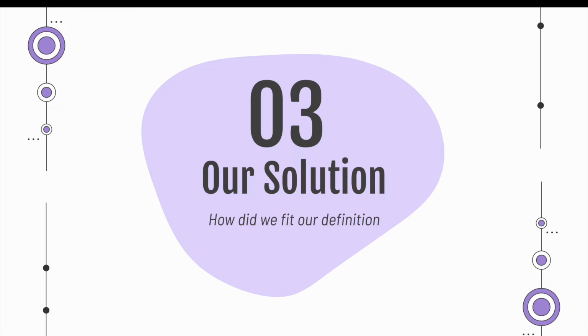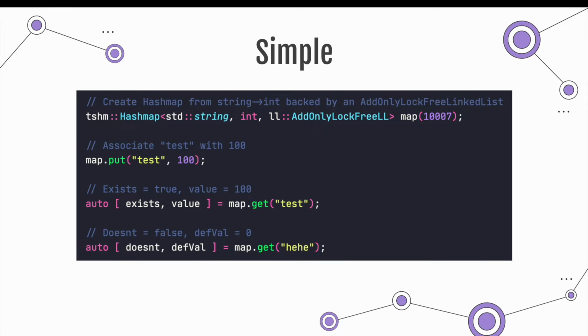Now that we've defined our hash map and talked about some prior research, let's take a look at our implementation. Our hash map provides a simple and intuitive API, allowing the user to instantiate and query with ease. Here you can see instantiation of a hash map that maps strings to integers, backed by our add-only lock-free linked list, more on that later, with a capacity of 10,007 elements.